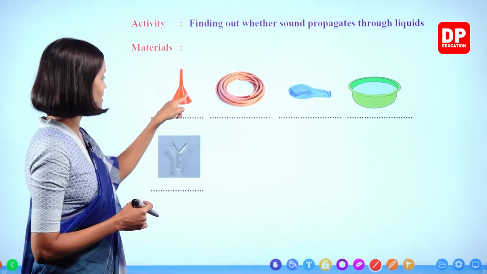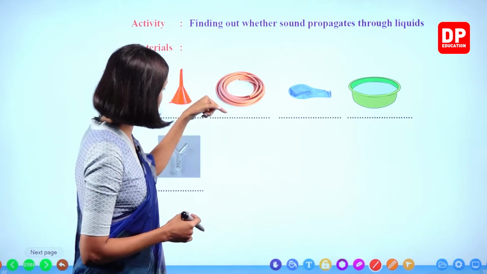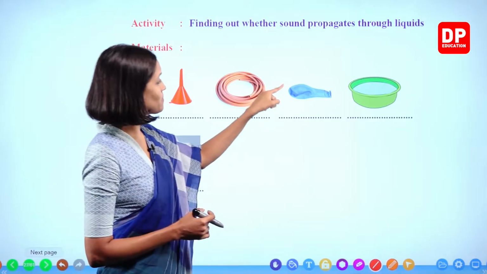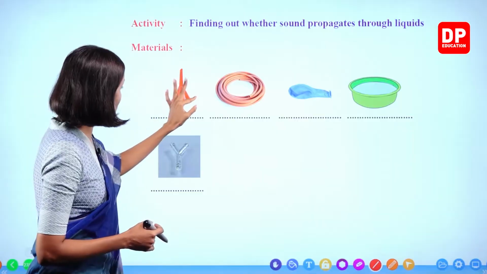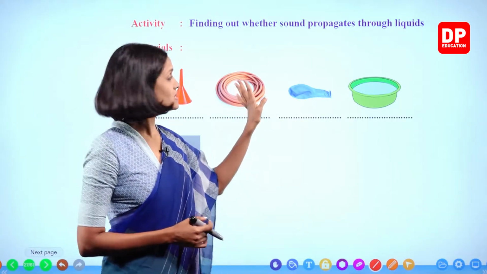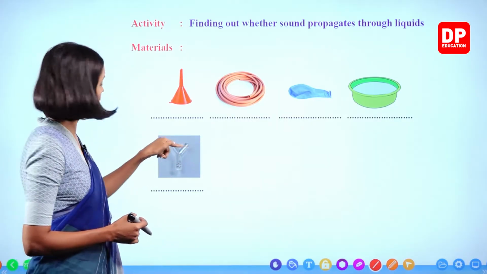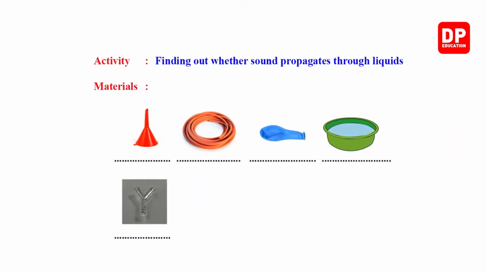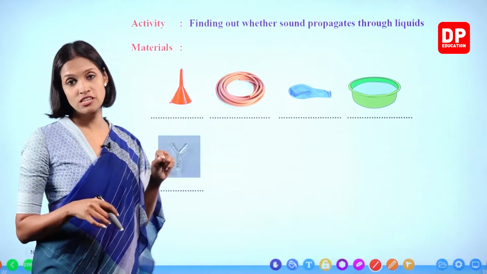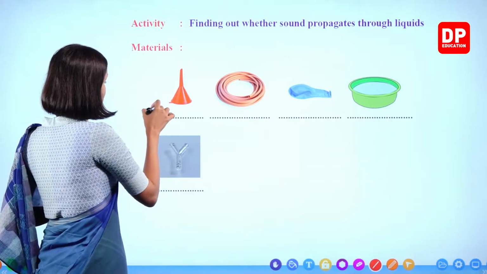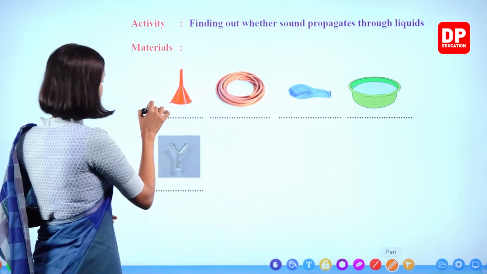We need 3 plastic funnels, pieces of rubber tubes, and balloon membranes, because we need to cover the mouth of these plastic funnels with the balloon membranes, a basin of water, and Y-shaped tubes. These are known as Y tubes. The Y-shaped tube is needed to connect these rubber tubes with each other. Okay? Right. We need 3 plastic funnels.